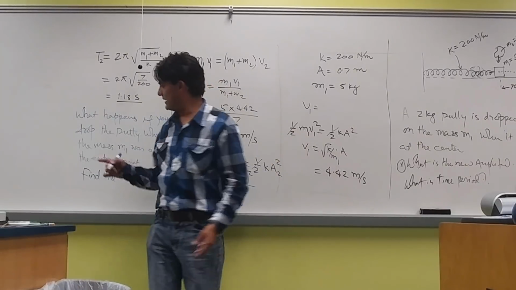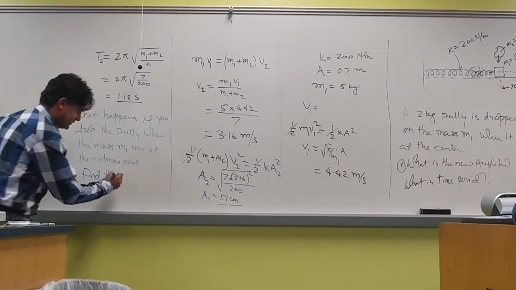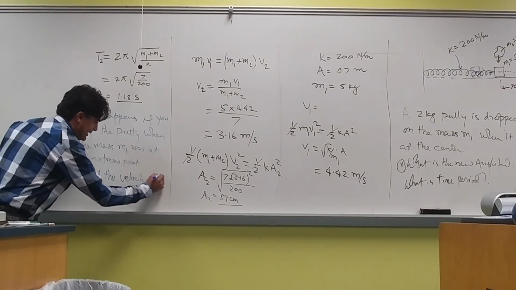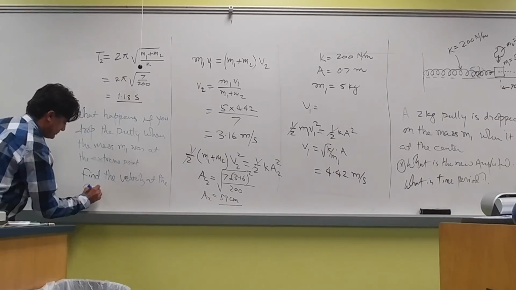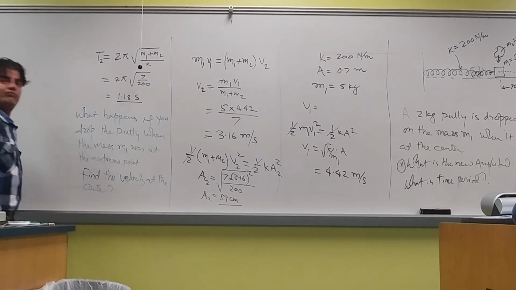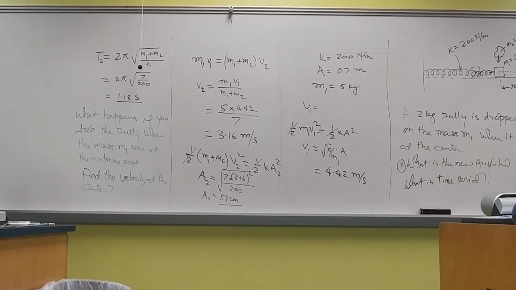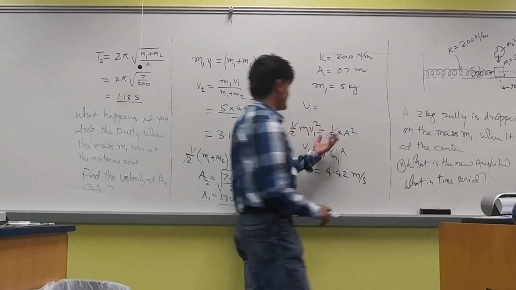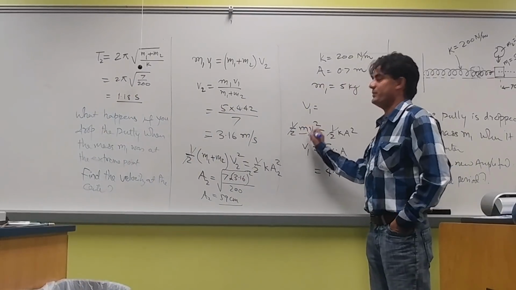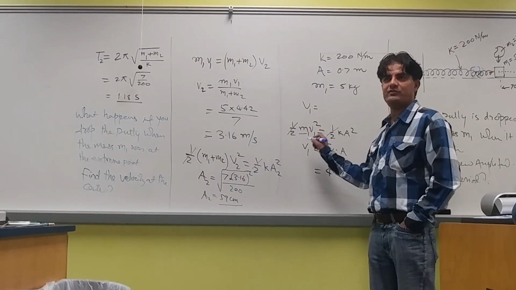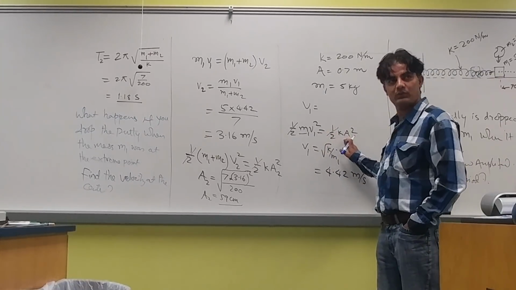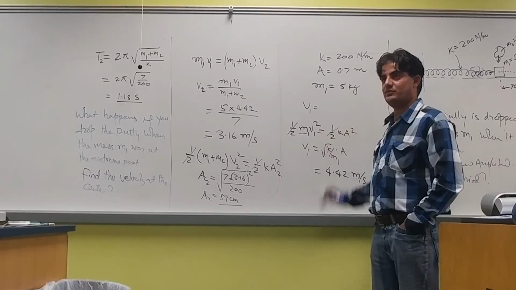Did you understand? So find the velocity at the center. Can you do this part? The last one. All you do is use this. Your mass will be m1 plus m2, and you will get the new velocity. Because your k is the same and A will be the same, only your velocity will change.